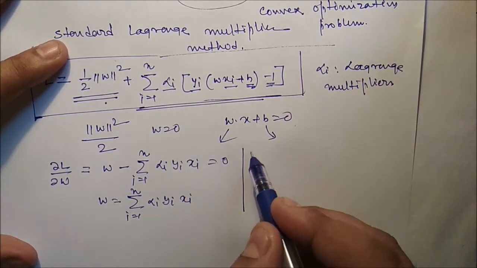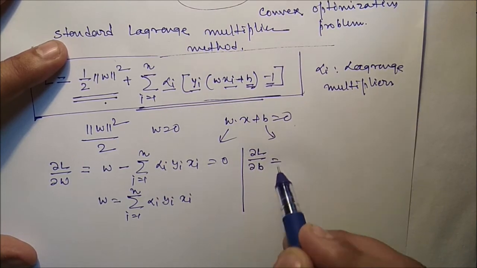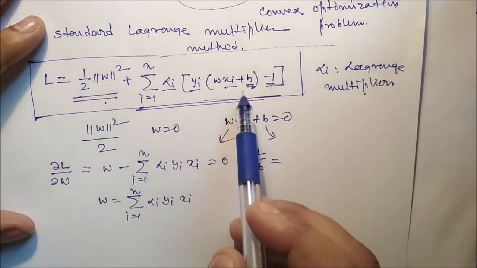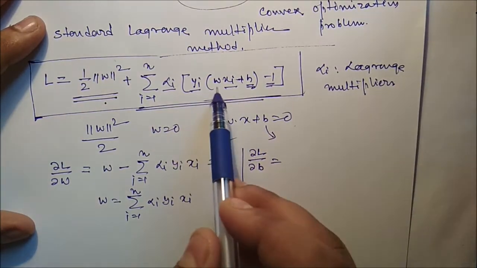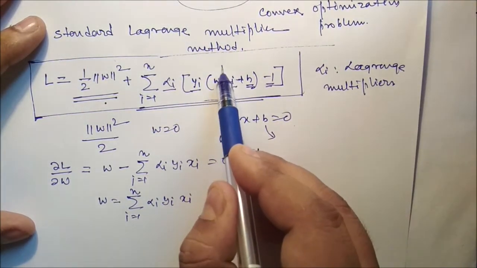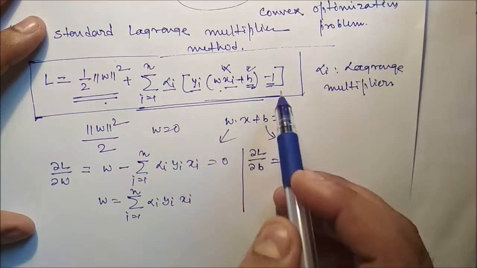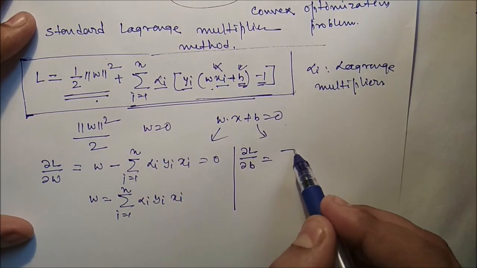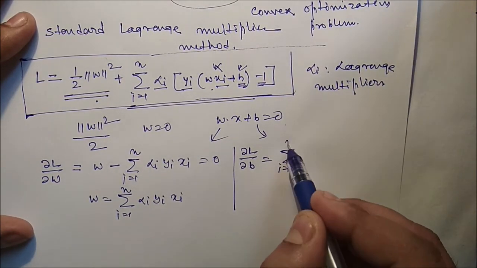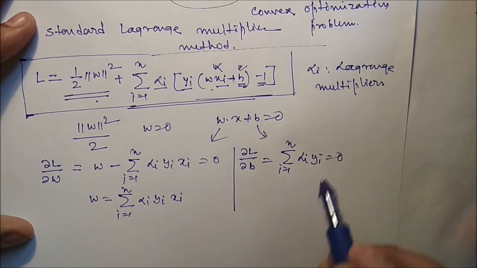Similarly, we can get this one with respect to b. Here there is no b term, only this b term. So it should be the summation of i is equal to 1 to n alpha i yi, which is 0.